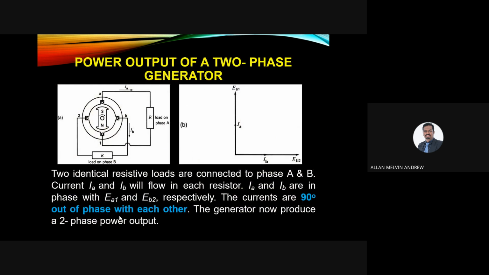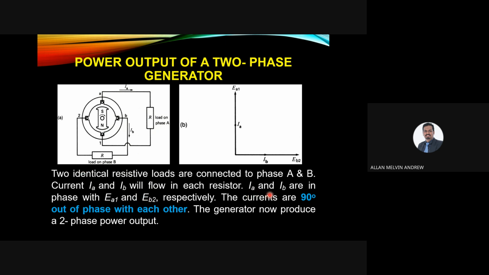Now the power output of a two-phase generator. We can connect like this. The first winding is connected to one load, which we call phase A, and the second winding is connected to phase B. Two identical resistive loads are connected to phases A and B, so currents IA and IB will flow. It will flow like this and like this.